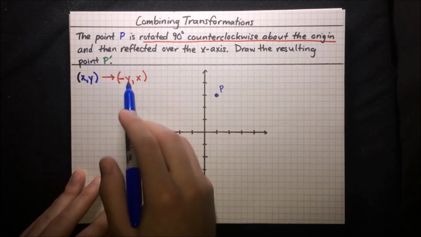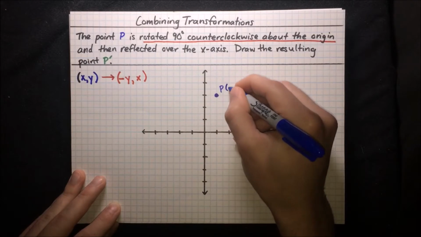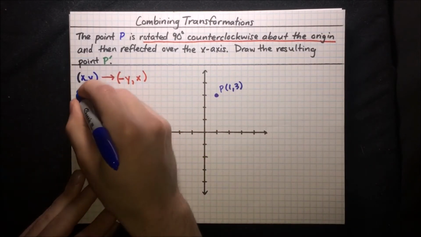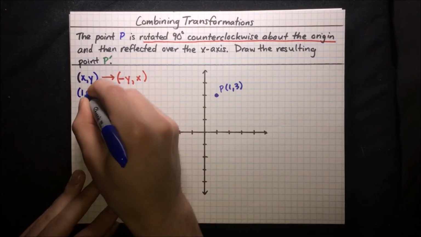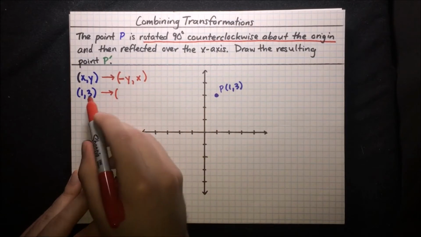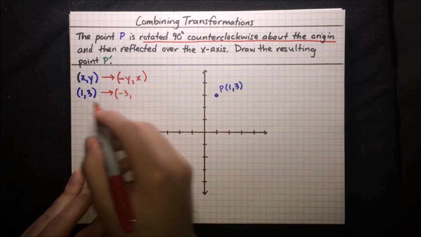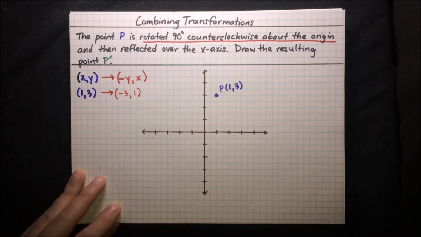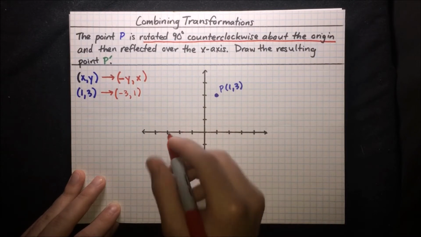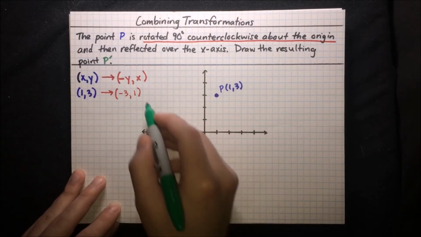So let's apply this to the point P. P is the point 1, 3, so we can just stick that into this rule and see what comes out. So the point P, 1, 3 gets mapped to negative of the y coordinate, so negative 3, and then just the x coordinate, so negative 3, 1. So let's plot that on our graph. Negative 3, 1: 1, 2, 3, up 1. There we go.